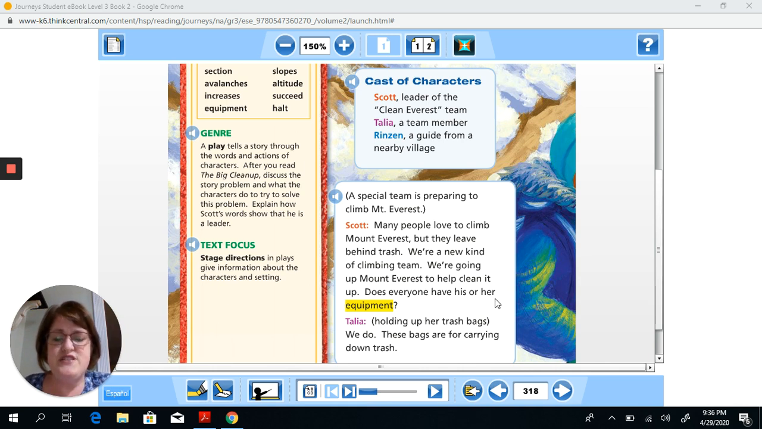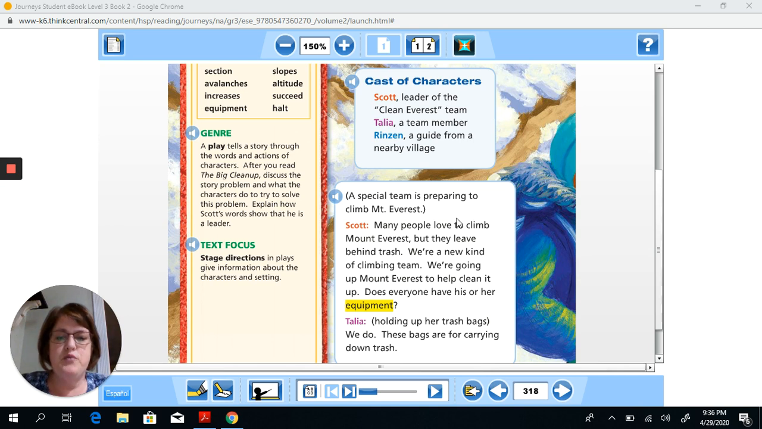A lot of times that stuff is very heavy to carry. And so I'm sure as they're going up the mountain, they feel like it's just easier to leave it behind, but that's not really the best choice because that's left the mountain with a lot of trash and pollution because of that. So this team is going up the mountain to actually help collect trash and clean it up.